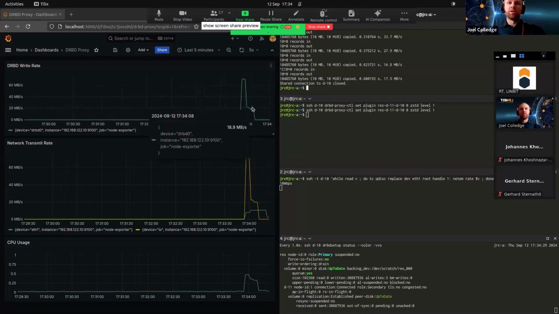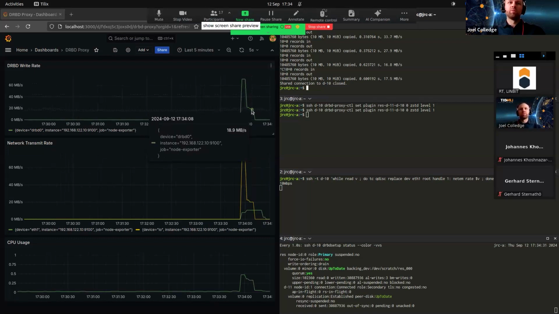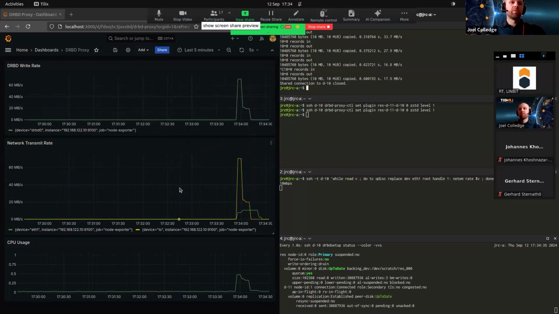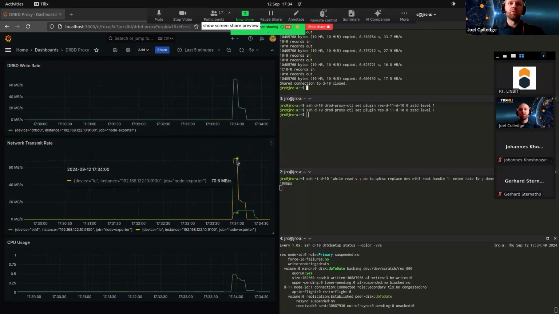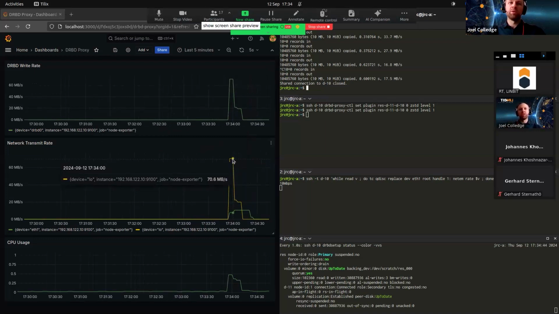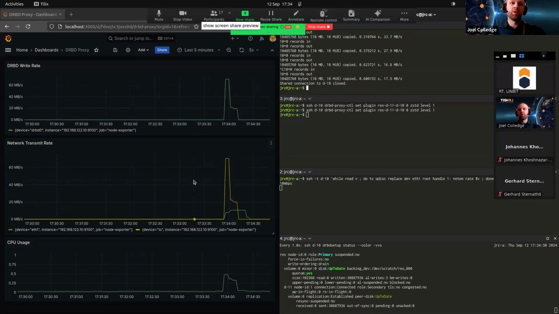And then it slows down because we have to wait for some space in the proxy. Here we have the network stats. So this is the loopback interface. I'm running the proxy here on the same machine as DRBD itself. That can also be run on a separate system, but here it's running on the same one.